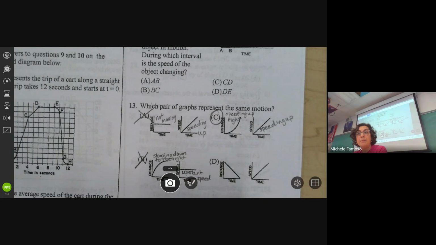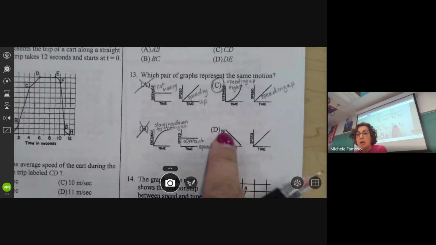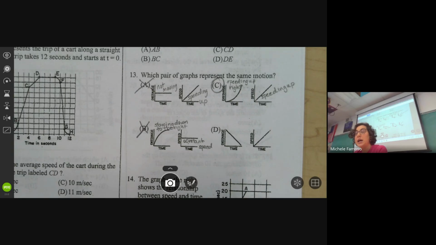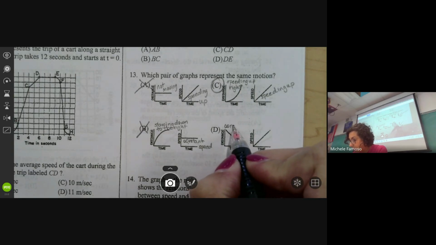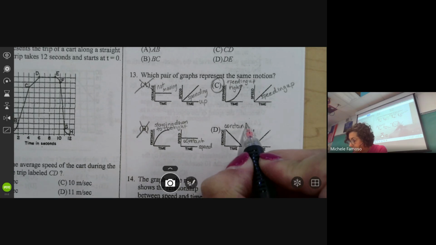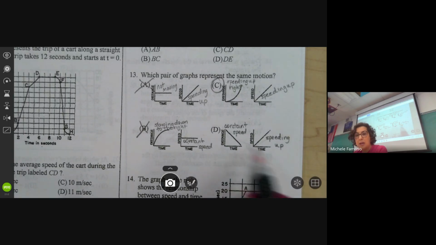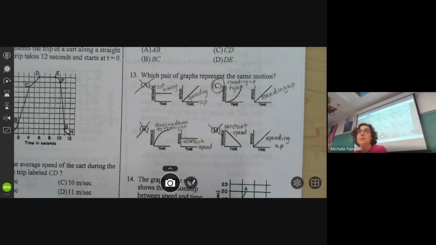Speeding up, speeding up. Now, if I look at this one, it shows me a diagonal line, which shows me that my distance traveled over time is happening at a constant rate. So this one would be a constant speed. This one shows me speeding up. The numbers are getting bigger on the speed axis. So that's speeding up. You can't have both of those. So that's why it's C.